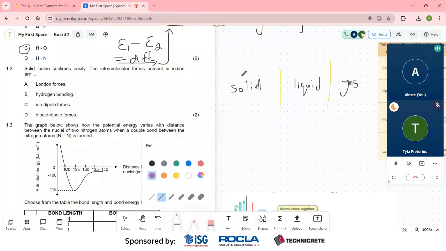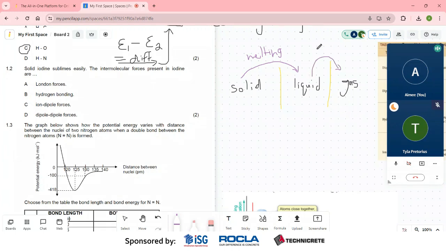So, you know that when a solid goes to a liquid, it's called melting. You know that when a liquid goes to a gas, it's called boiling, also known as vaporization. So these are what the phase changes are called. Solid to liquid melting, liquid to gas is boiling or vaporization. Gas to liquid is condensation. Okay. Liquid to solid is freezing.